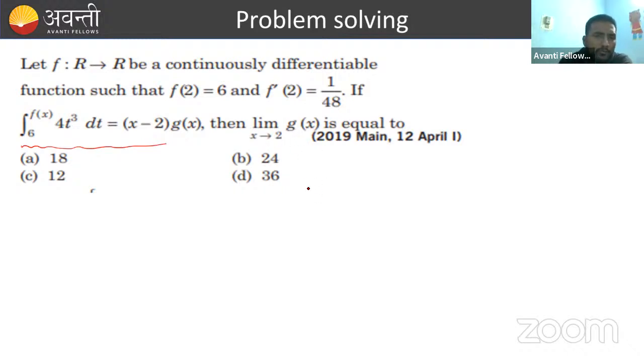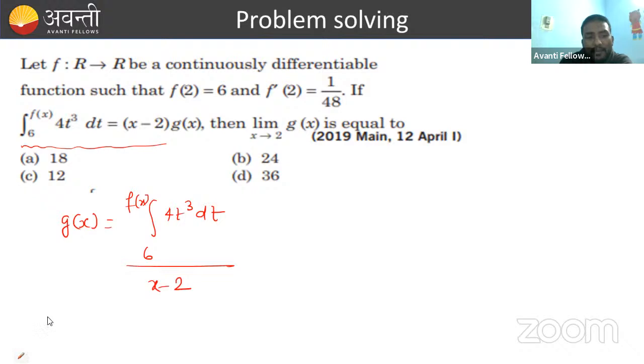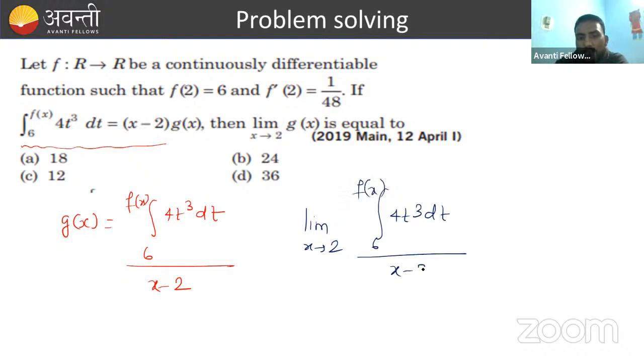So what we need to do, first of all, is find what g of x is. If this is the expression, can I write g of x like this: integral from 6 to f of x of 4t cubed dt, divided by x minus 2, right? If I can write it like this, then we just need to find the limit as x tends to 2 of this function, the integral of 4t cubed dt from 6 to f of x, divided by x minus 2.